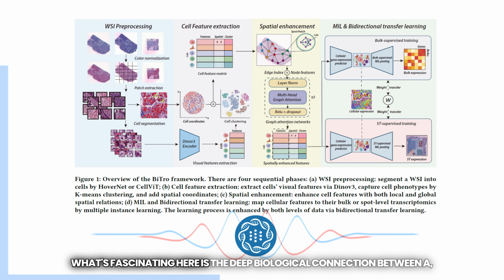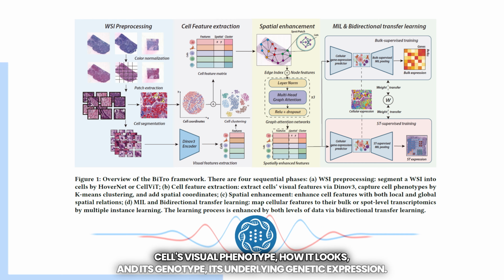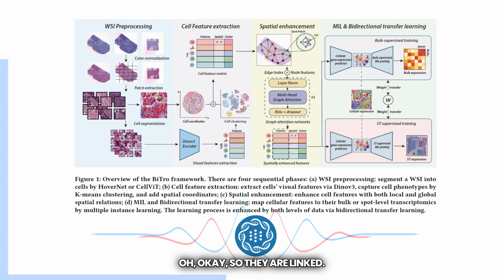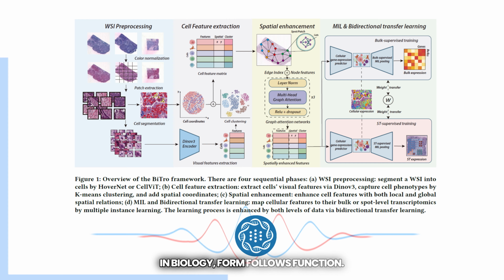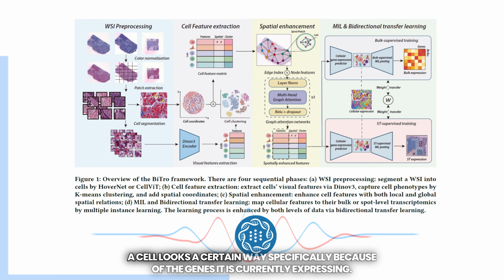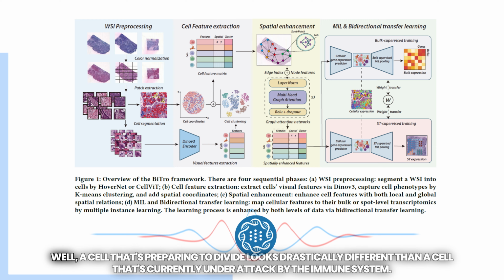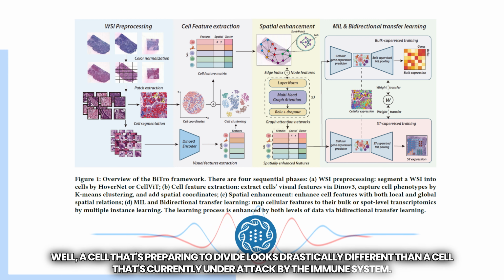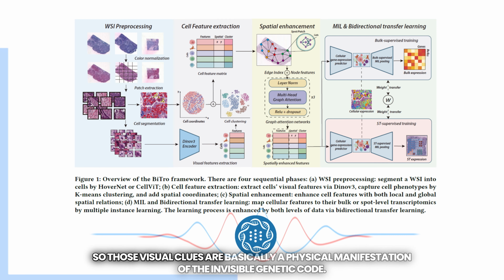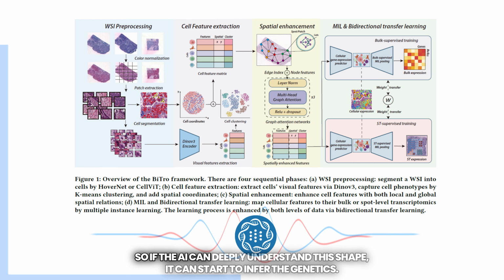What's fascinating here is the deep biological connection between a cell's visual phenotype, how it looks, and its genotype, its underlying genetic expression. Oh, okay, so they are linked. Intimately linked. In biology, form follows function. A cell looks a certain way specifically because of the genes it is currently expressing. Give me an example of that. Well, a cell that's preparing to divide looks drastically different than a cell that's currently under attack by the immune system. Right, of course. So those visual clues are basically a physical manifestation of the invisible genetic code. Okay, I see. So if the AI can deeply understand the shape, it can start to infer the genetics.